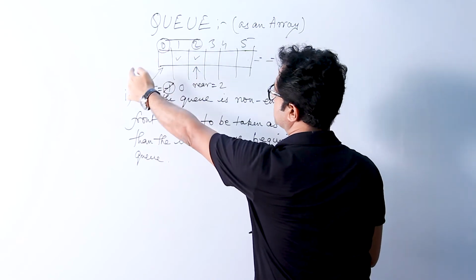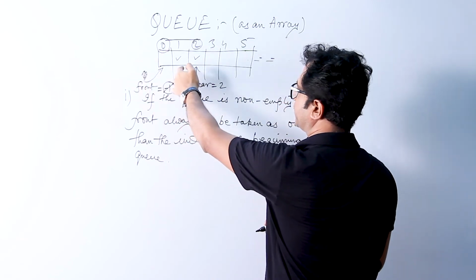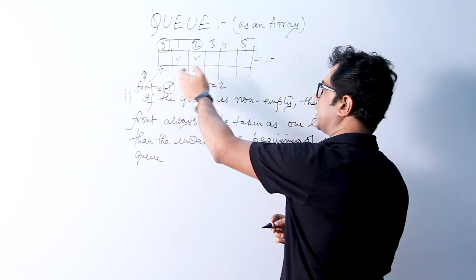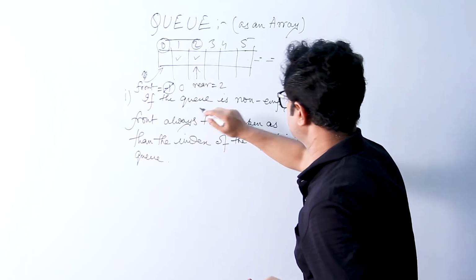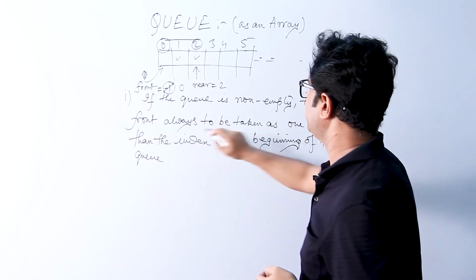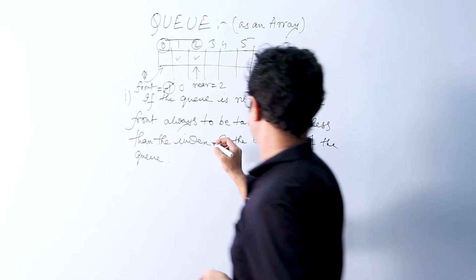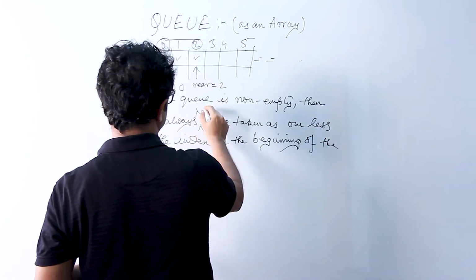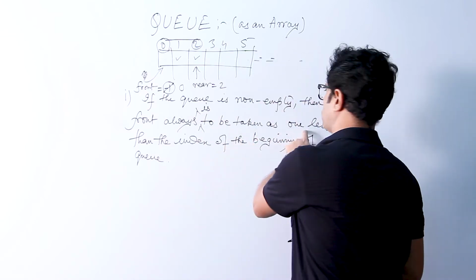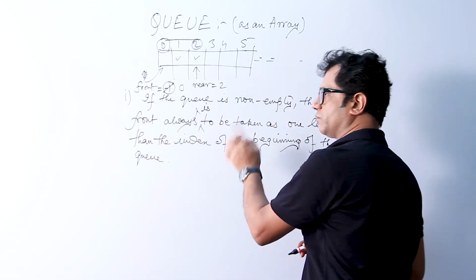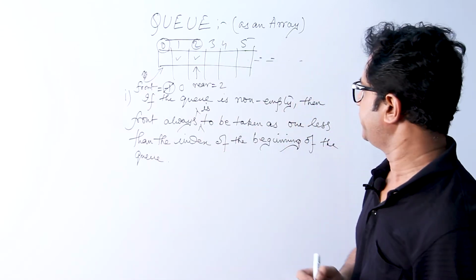If another element is deleted, then the front will be incremented by unity, and in this way we always see that if the Q is non-empty, then front is always to be taken as 1 less than the index of the beginning of the Q. This is the first point to be noted.